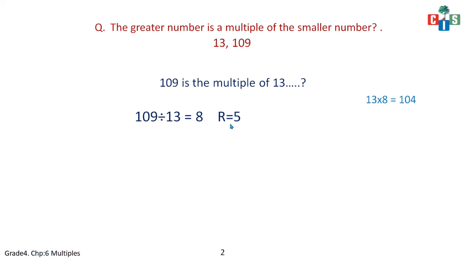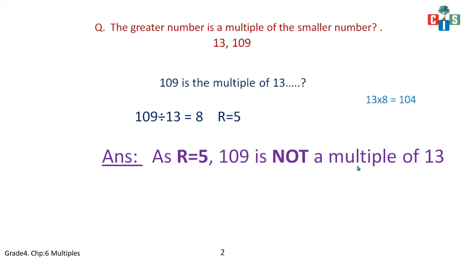Fine, if there is a remainder, I will say that 109 is not a multiple of 13, and if I get remainder as 0, I can say that a number is a multiple of the other number. Yes, so as the remainder is not 0 but 5, 109 is not a multiple of 13.